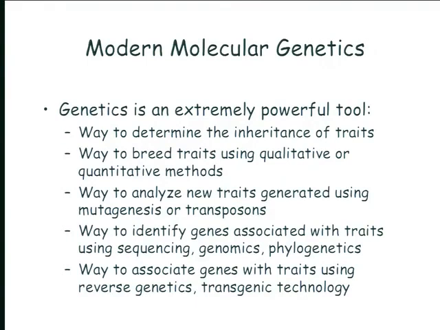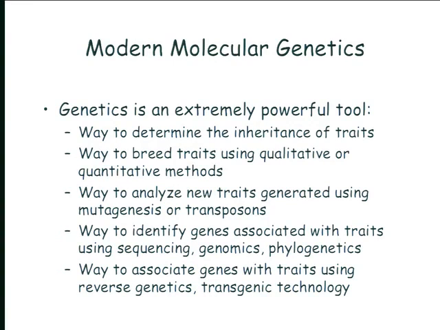So what I've hoped to communicate to you in these past couple of lectures is that genetics is an extremely powerful tool. It's a way in which we can determine the inheritance of traits in a laboratory situation or in the field. It's a way to breed traits using quantitative methods or qualitative methods. Qualitative methods being just looking at the offspring. Quantitative methods being applying the forked line probability method. It's a way to analyze new traits that are generated using, for example, mutagenesis or transposons, and we're going to talk about those later in the course.